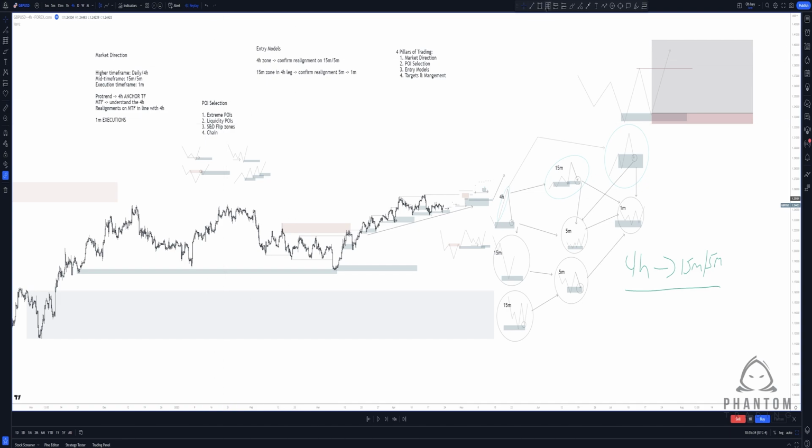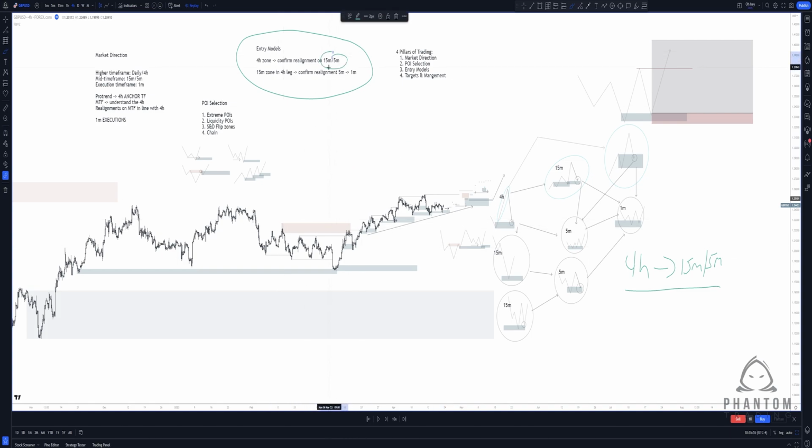Then entry models: what's the process in which we go? It's not just about what this line is suggesting, that I can look to take an entry. It's also about what my framework is. Am I going to use a 4 hour zone? I'm going to confirm the realignment of order flow on a 15 or a 5 minute. I want to see supply fail before I start to look for demand zones to trade in.